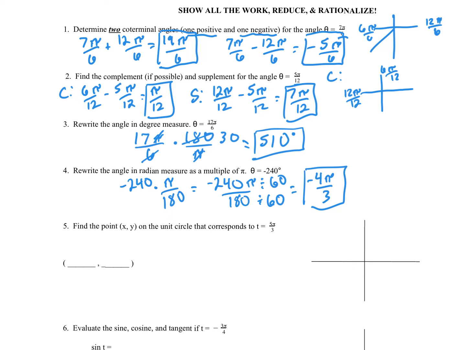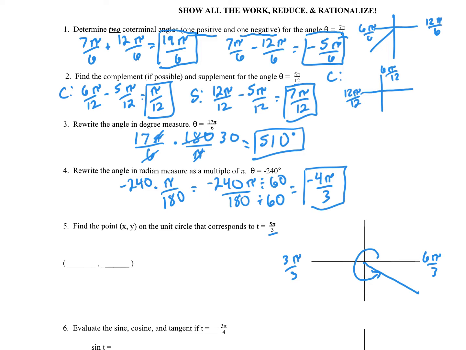Find the point x, y in the unit circle that corresponds to t. Okay, so we have a 5 pi over 3. So this is technically 3 pi over 3, and this is 6 pi over 3. And 5 pi over 3 is just 1 less than 6, so it's over here. This is our circle right now.